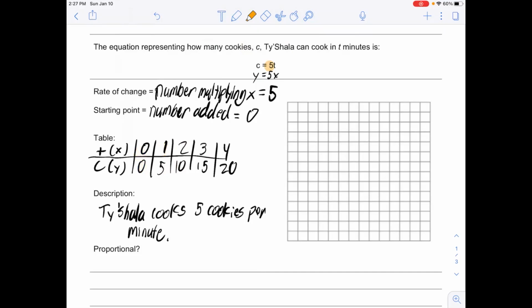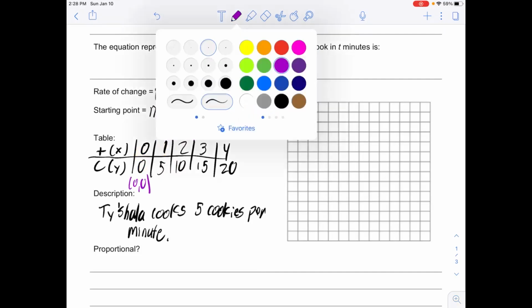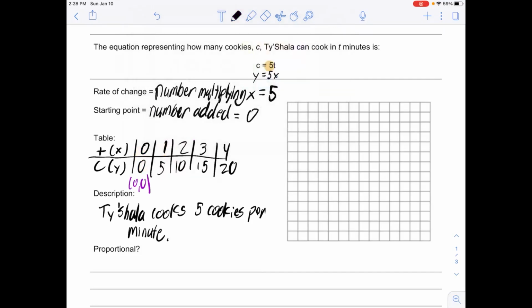So the next thing we want to do is graph this equation. So remember that the numbers on my table always represent my graph. So my first point is 0, 0. I'm going to start by labeling. This side is minutes, which is my X or my T. And this side will be cookies, which is my C or my Y.